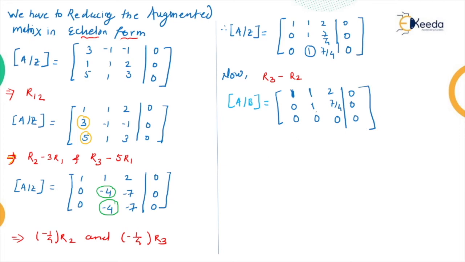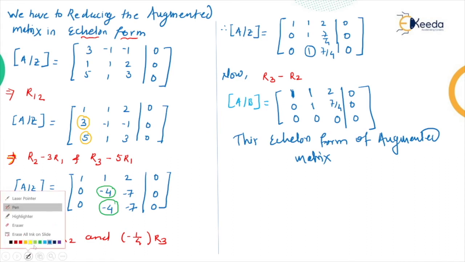Now clearly you observe that this is the echelon form of the augmented matrix. If you first find the echelon form of the augmented matrix, then you have to check the rank of matrix AB. AB is nothing but the augmented matrix, a combination of A and B.